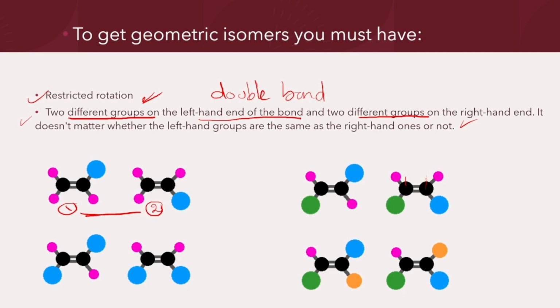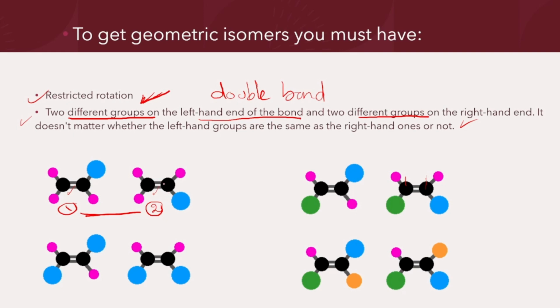Let's check. First, if they are geometrical isomers of each other, I should find that there is a restricted rotation around the axis of the compound. Restricted rotation means having a double bond, so the pi bond of the double bond will prevent the free rotation. Here at compound number 1, yes, I have a double bond, so the rotation is restricted. At compound number 2, there is a double bond, so the rotation is restricted. So the first point is here. We can find that there is a restricted rotation.